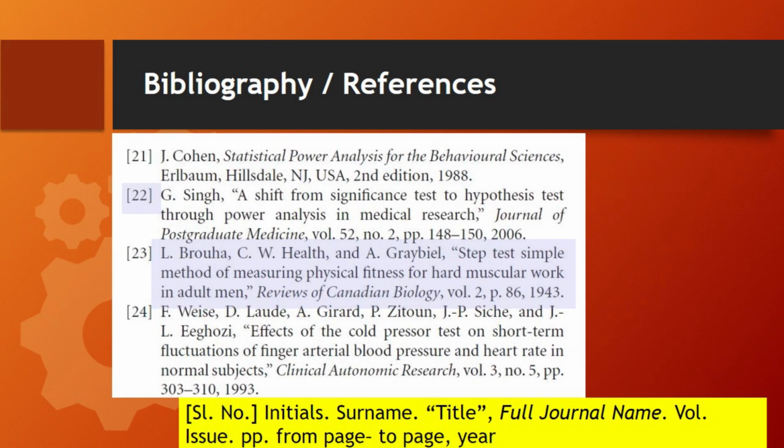This is another referencing style where the numbers are written in square brackets, initials, dot, surname, and then the title is given within double inverted commas, then the full journal name is given in italics, then volume and issue and page number, from page to page, and the year is written at the end.